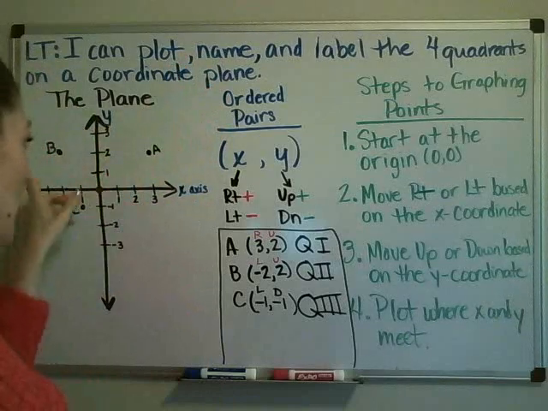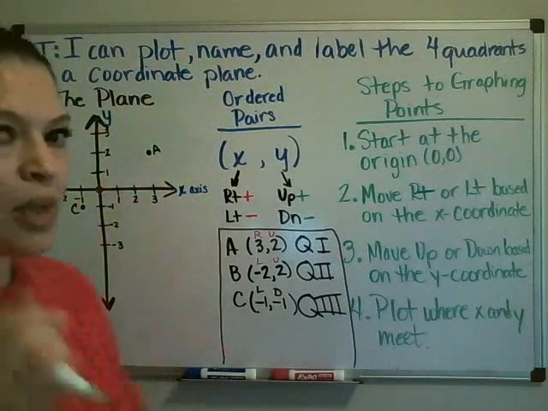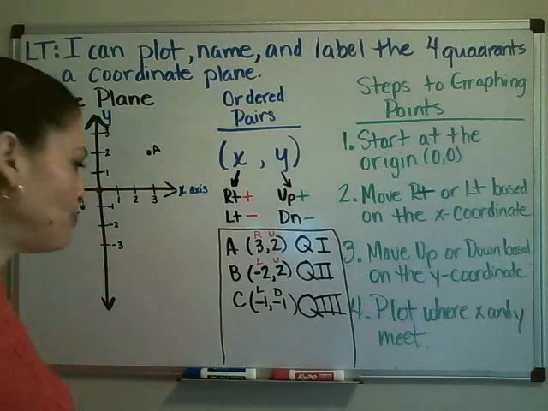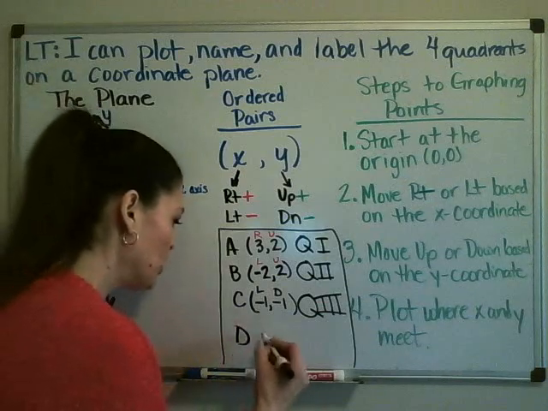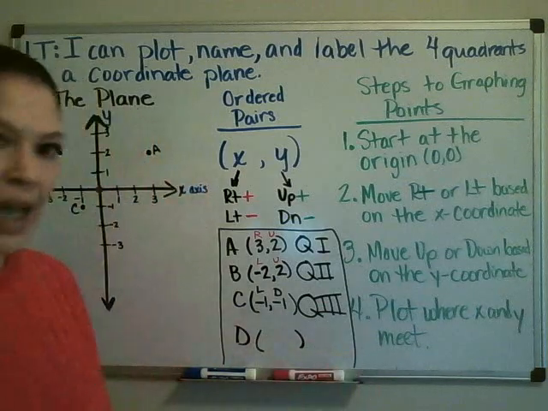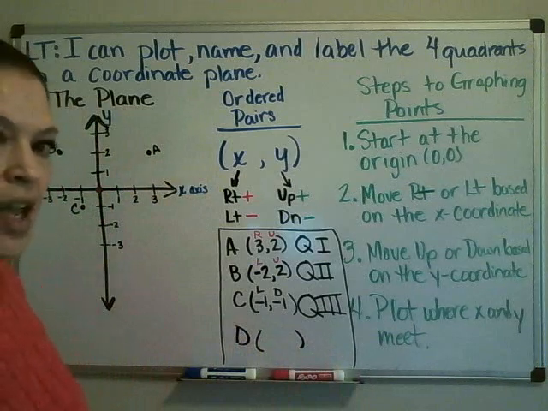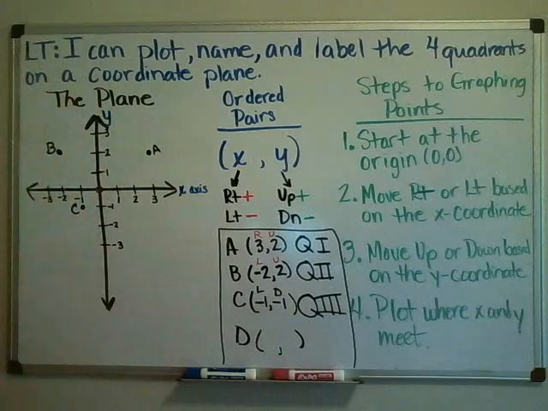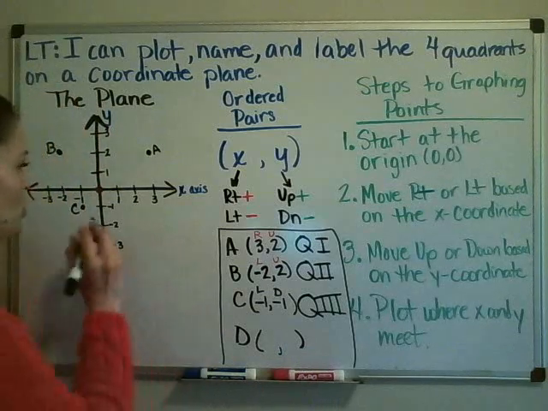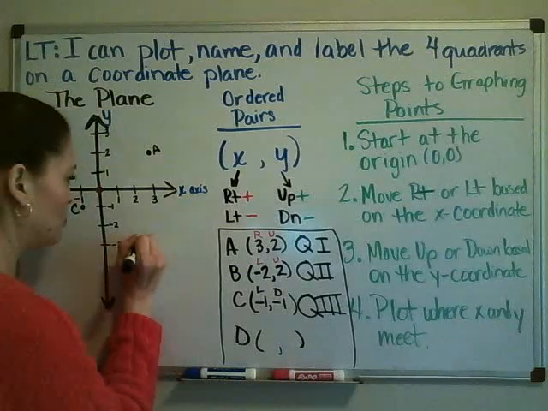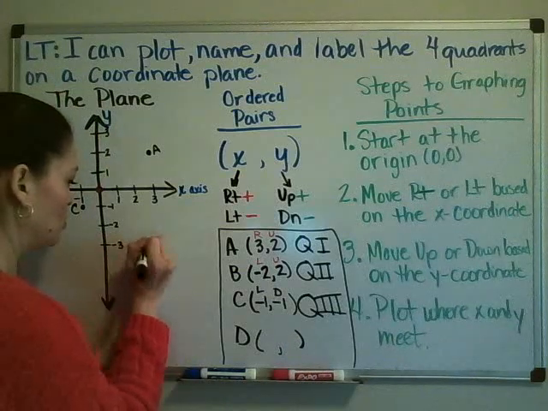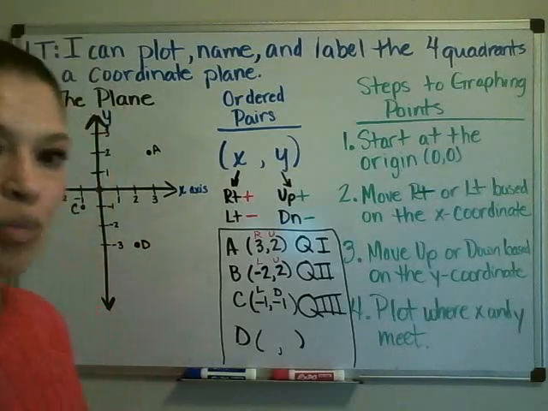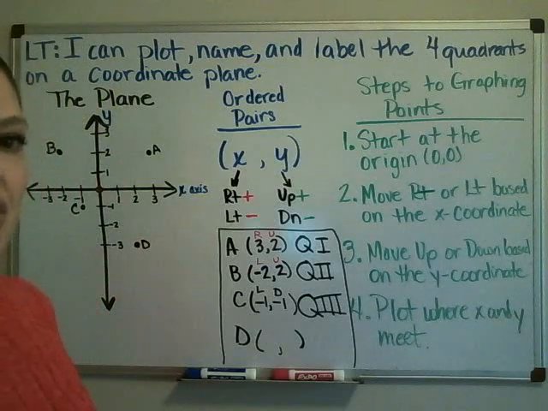Okay, so at this point we have plotted points. We have named them. No, we haven't named them. Let's do a naming one, okay? This time, I'm going to put D here, and I'm going to put the ordered pair blank, okay? And you are going to come up with the numbers. So, why don't we do this? Point D. All right, so tell me how to get to point D.